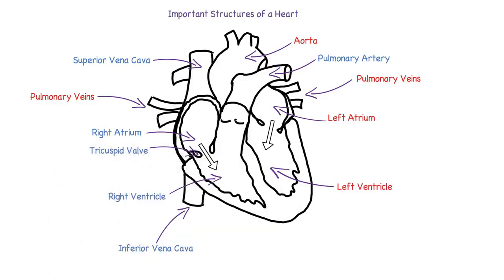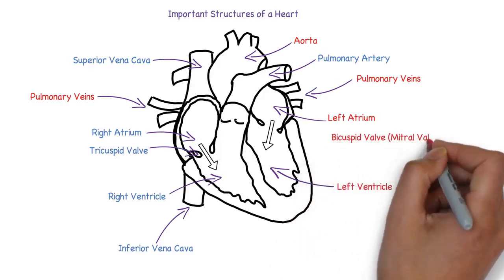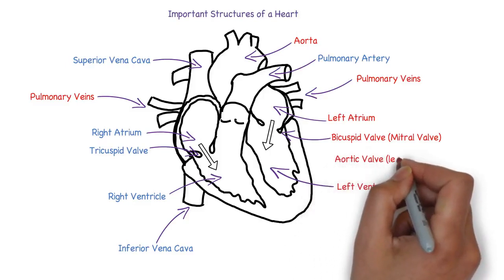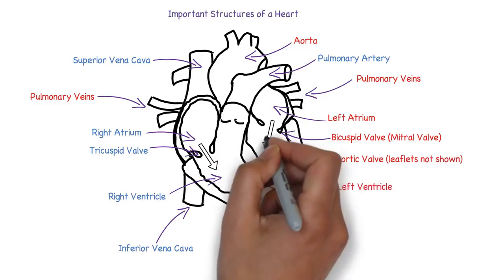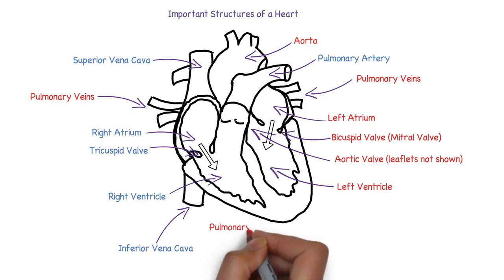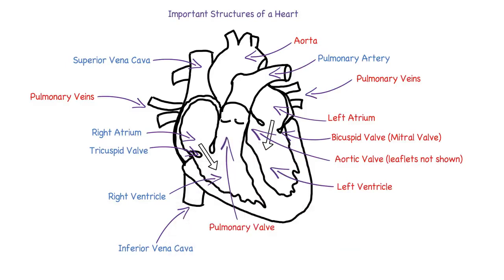The valve between the right atrium and the ventricle is called the tricuspid valve. It has three leaflets. The valve between the left atrium and the left ventricle is called the bicuspid valve or mitral valve, and it has two leaflets. The aortic valve is the valve between the aorta and the left ventricle, and the pulmonary valve is the valve between the pulmonary artery and the right ventricle.